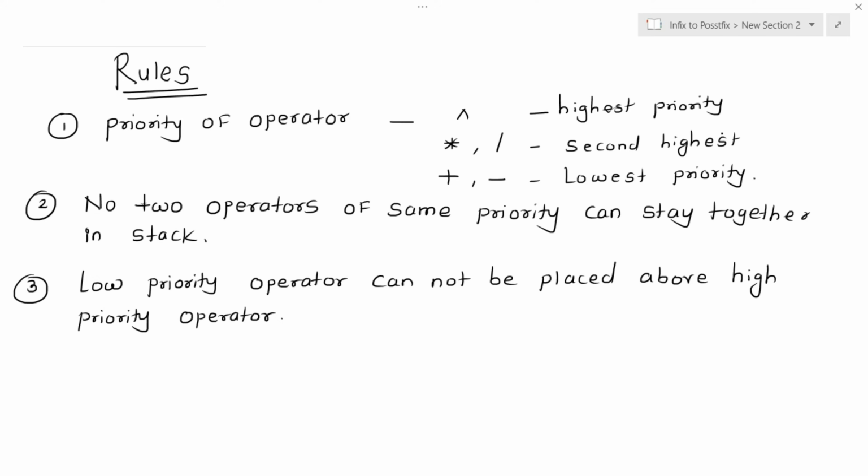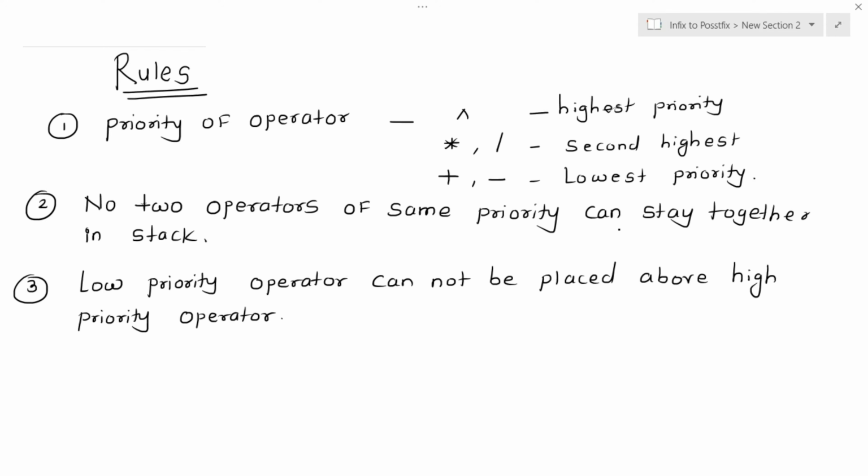Now let's see some of the rules for conversion of infix to postfix expression. The first rule we have to consider is the priority of operators. I already said that the highest priority operator is exponential. Then the second is multiplication and division, and the third is plus and minus.